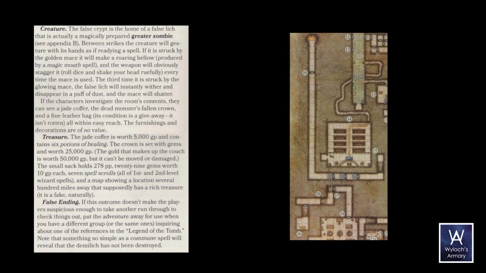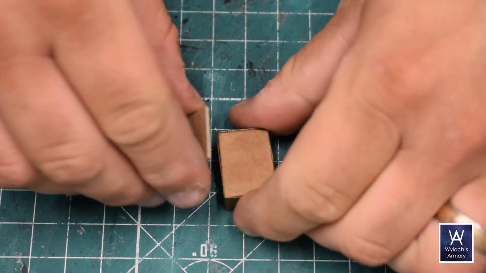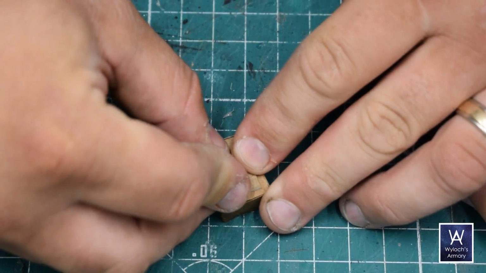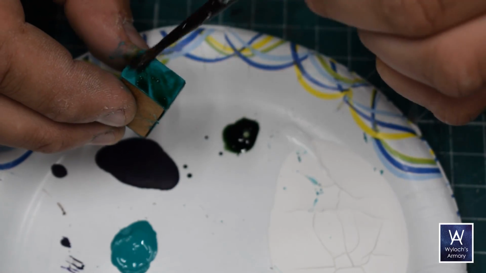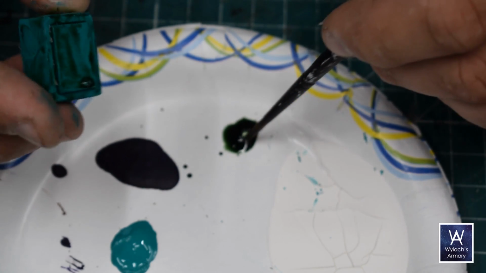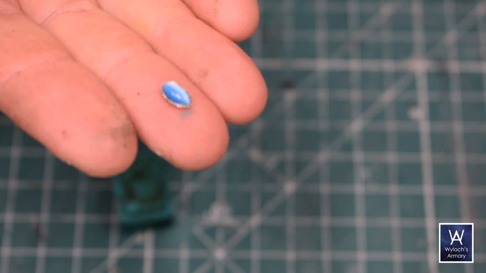If the characters investigate the room's contents, they can see a jade coffer, the dead monster's fallen crown, and a fine leather bag. Now, the coffer might be worth modeling, so let's do that. The jade coffer I built exactly as for the chests back in room 13. To paint it, I just painted it with a jade green, that's convenient. Then I gave it a green wash, nicked the edges with the original jade, and attached some bits from my costume jewelry leftovers.